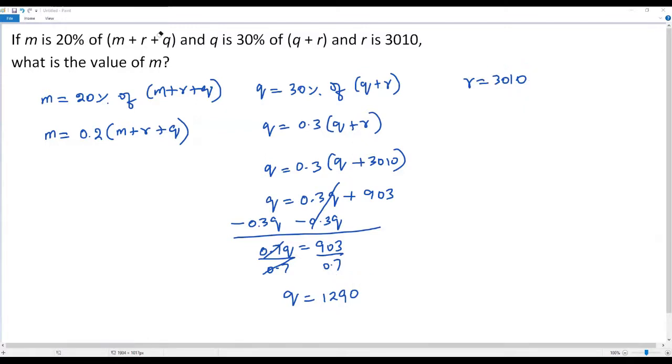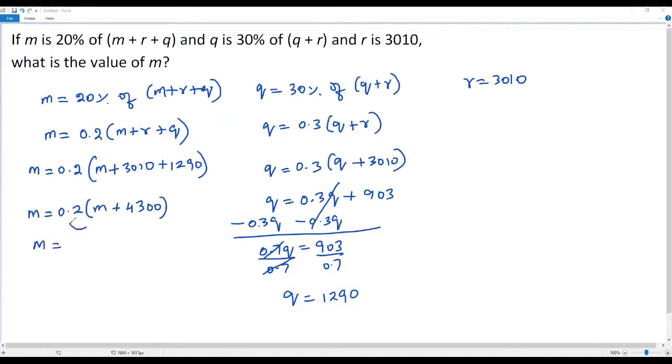Now I'm going to plug in this Q value and R value over here in this equation. Then I'm getting M equals 0.2 times (M plus 3010 plus 1290). We can keep this M as it is, and for R we plug in 3010, and for Q we plug in 1290. We can combine these 3010 and 1290. When I combine them, I'm getting 4300.